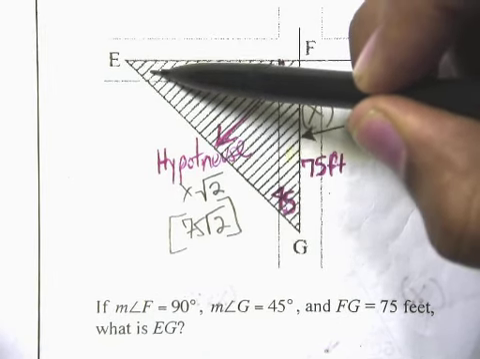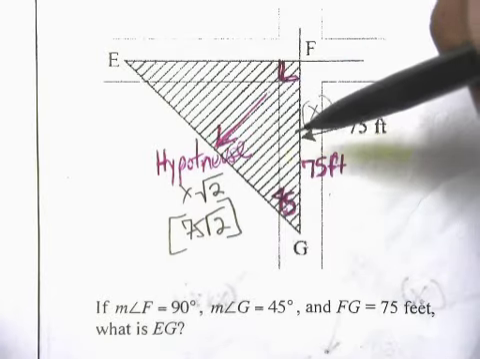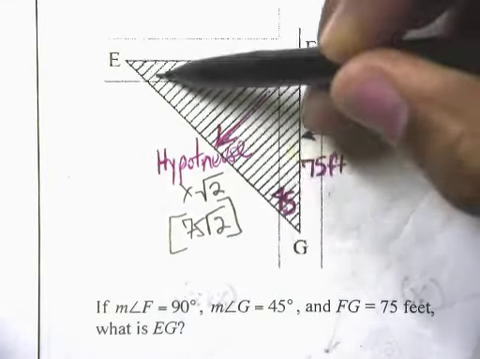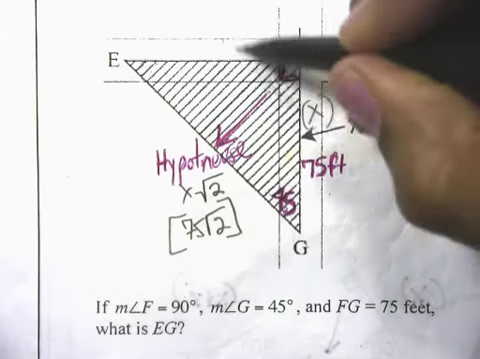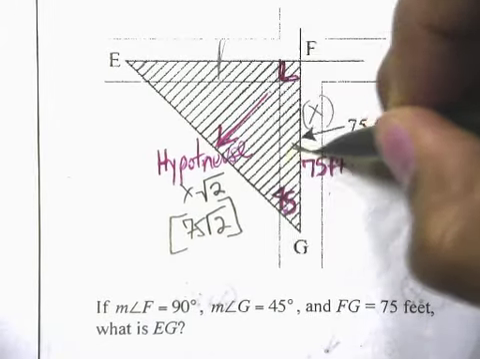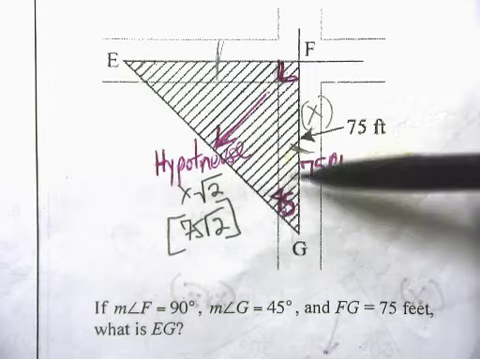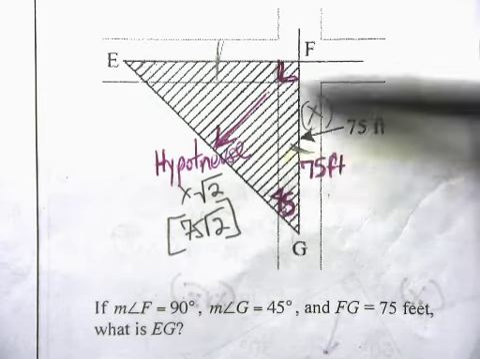Well, this is a special right triangle. This is also going to be 45 degrees. It's an isosceles right triangle, because these two acute angles have to add up to 90 degrees, and 90 plus 90 is 180. So I know that this leg here and this leg here are going to be congruent, right?